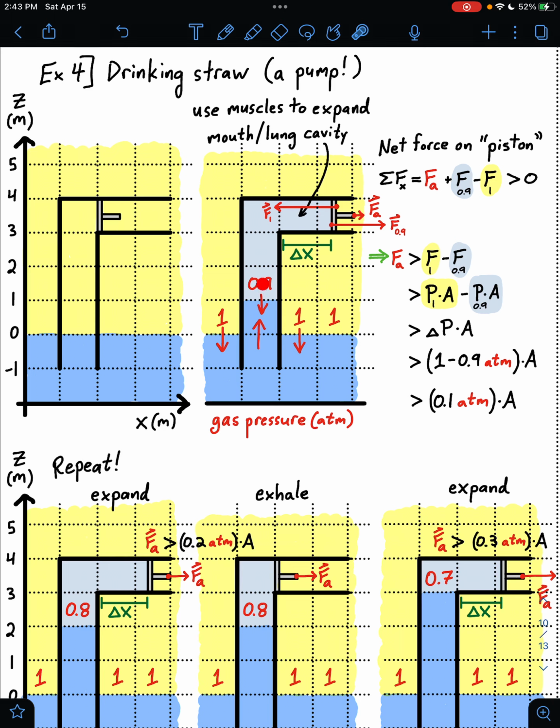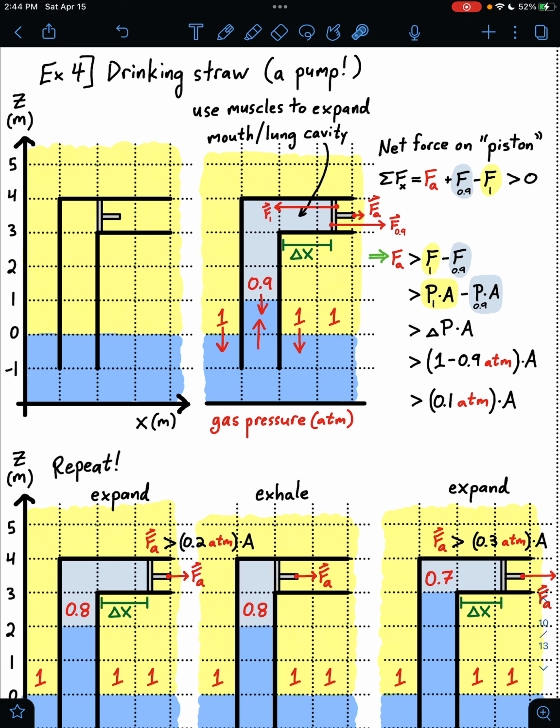This space here represents the space inside the straw and inside your mouth and inside your lungs as one sort of closed cavity. And the piston is sort of your chest and your chest muscles that expand when you breathe in. As your chest expands, it pushes outward on the surrounding air that's always around your body. So the net force on this piston, on your chest, will be the sum of 3 forces. One, the force from the outside air pressing inward on your chest. We'll call that force F1 because of the 1 atmosphere of pressure outside.